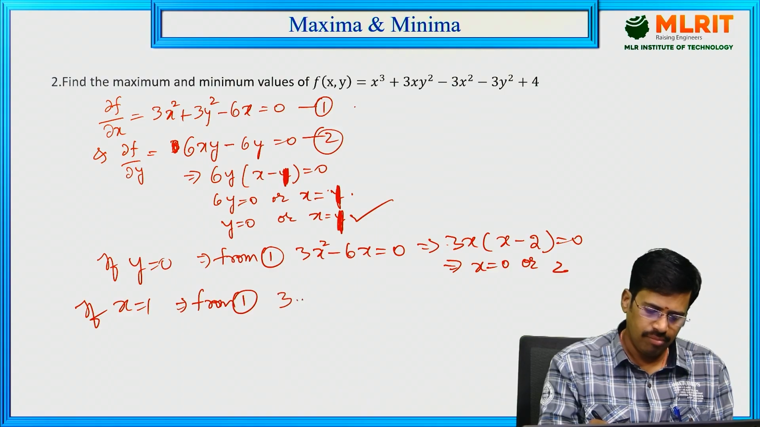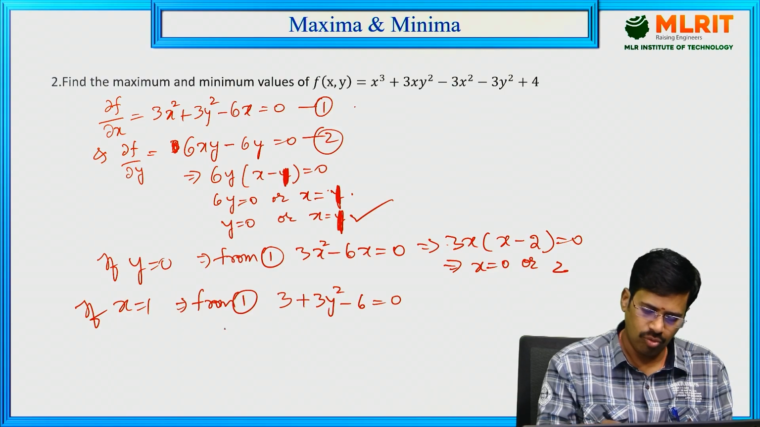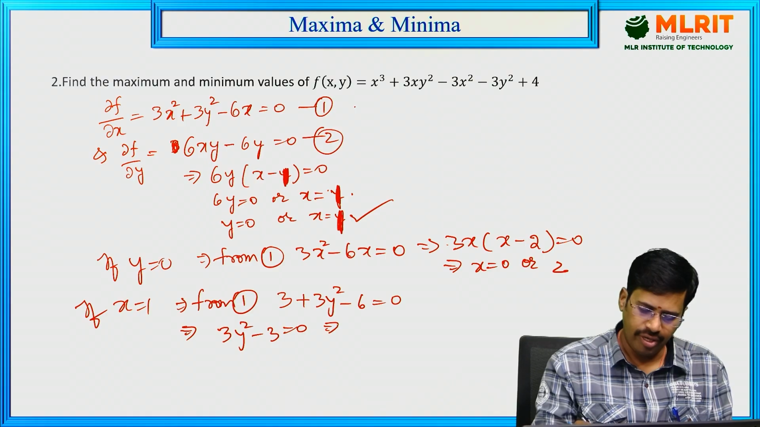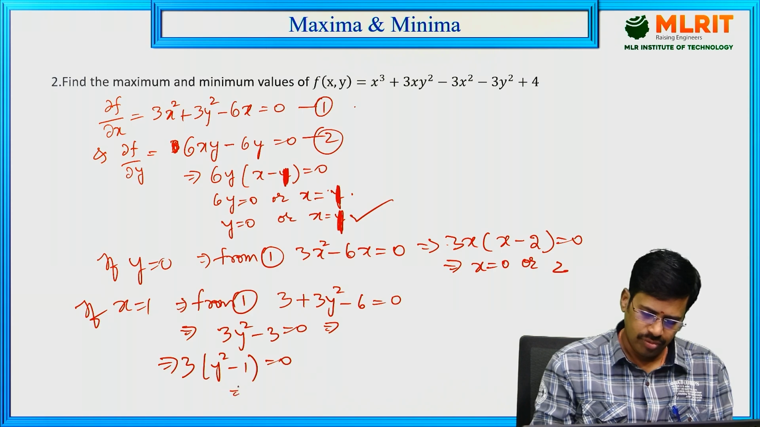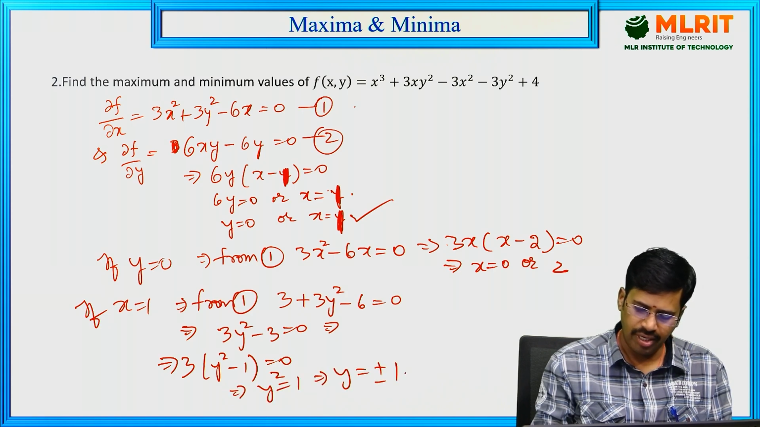3 plus 3y square minus 6 equal to 0. That implies 3y square minus 3 equal to 0. So if you take 3 common, y square minus 1 equal to 0. So y square equal to 1 means y is equal to plus or minus 1.